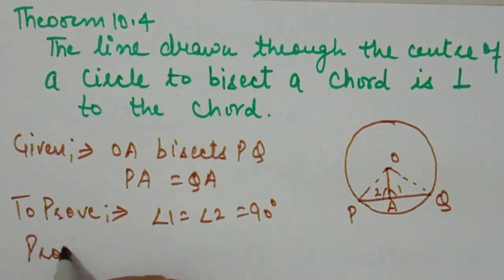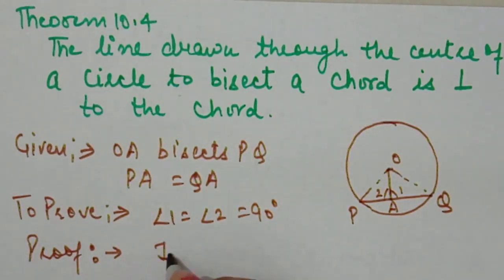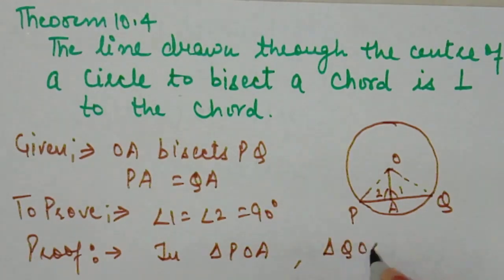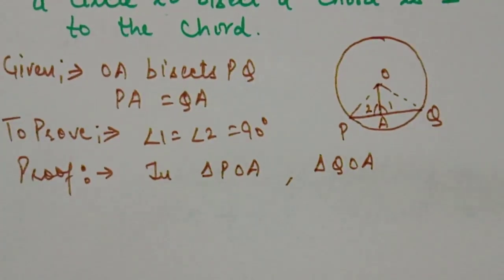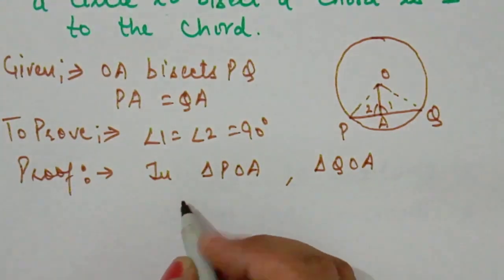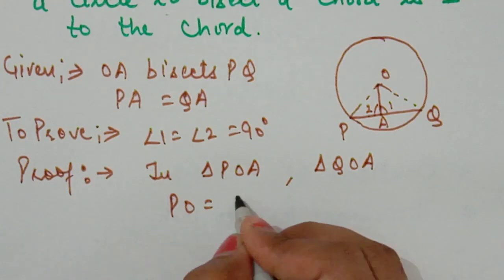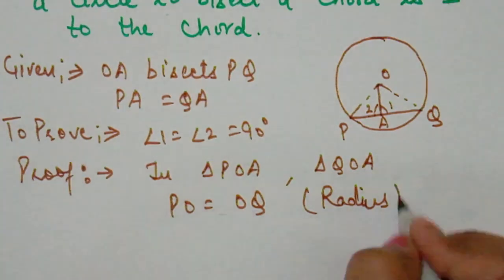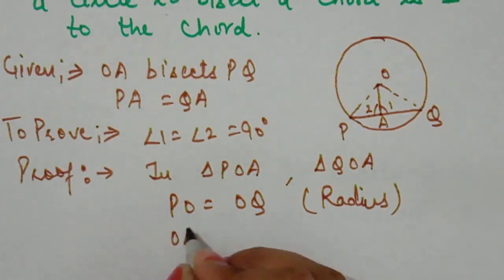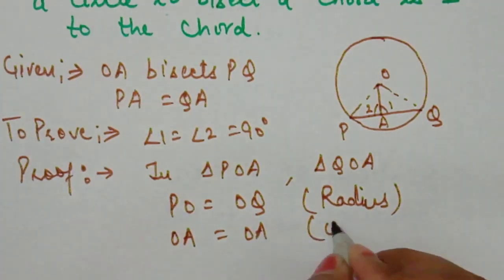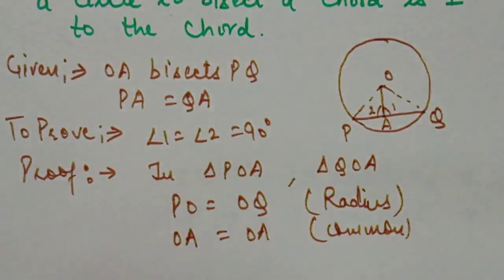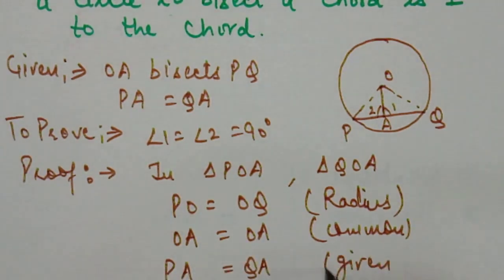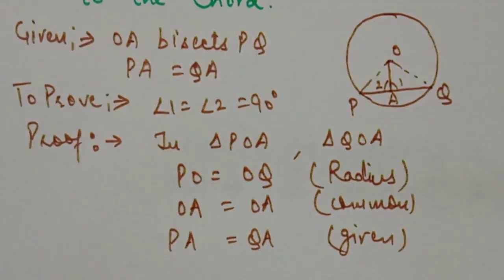So for the proof, now again we will take two triangles, triangle POA and triangle QOA. Now we will apply congruency in these two triangles. First of all, we need three elements. PO is equal to OQ, same reason, radius of the given circle. OA is equal to OA, common, and PA is equal to QA. It's also given, chord bisected is already given.